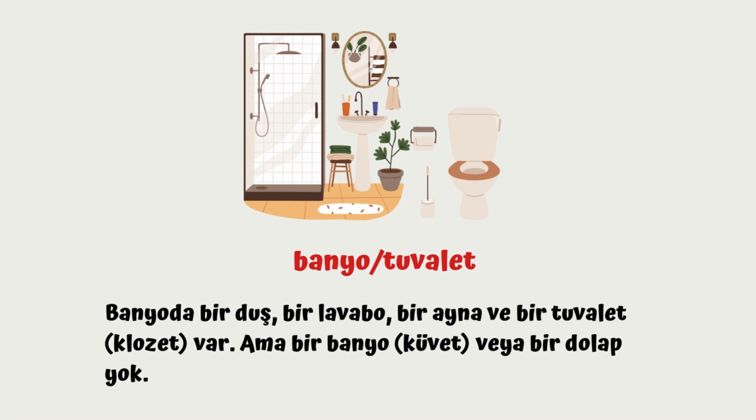So in the bathroom we say banyoda, and then we list the items and we end it with var. And then we say ama, but bir banyo veya bir dolap yok. As you see, you cannot see a bathtub or a cupboard, right? So yok, there isn't.